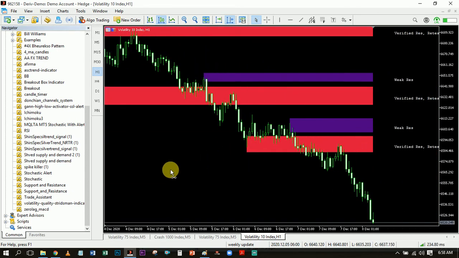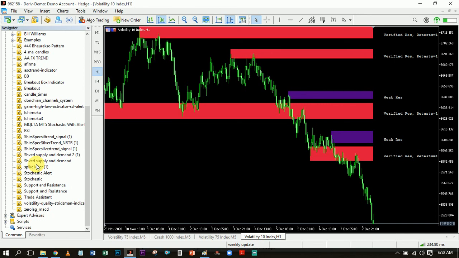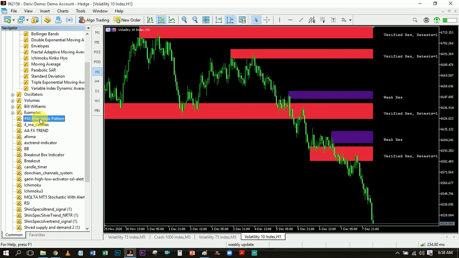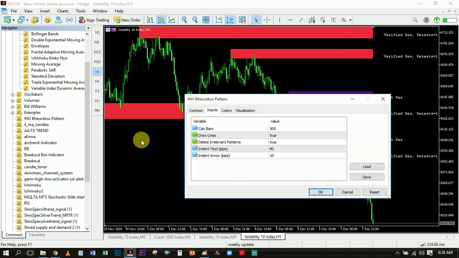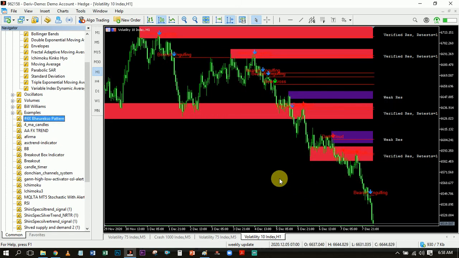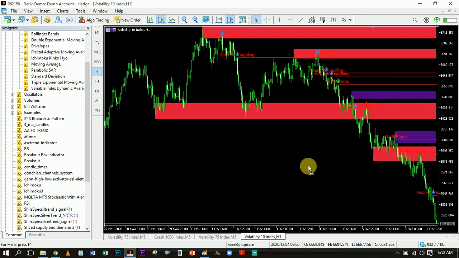So this strategy is very easy. Now let me just give you an indicator that you can actually make use of. Now you can see this particular indicator, this Forex Burexo pattern. Just go to the description below and you will see how you can download this indicator. It is for free, so just go ahead and download it and start using it. So just click this, okay, and you can see it gives you all the patterns that you need.